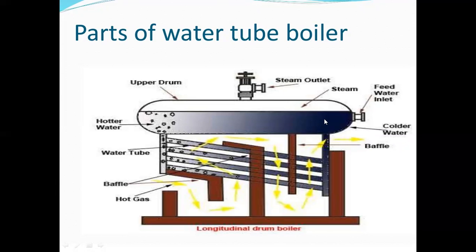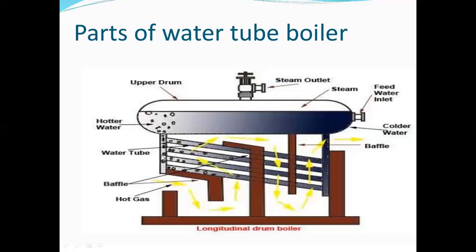At the bottom of the boiler drum is the water, so the water occupies more space. Above the boiler drum is the steam space. So below is the water space and above is the steam space. Here we are supplying the feed water to the boiler.